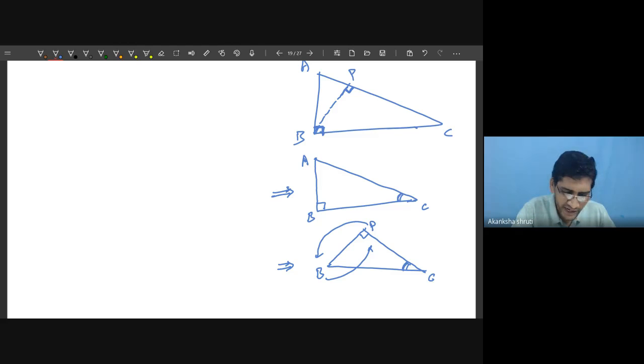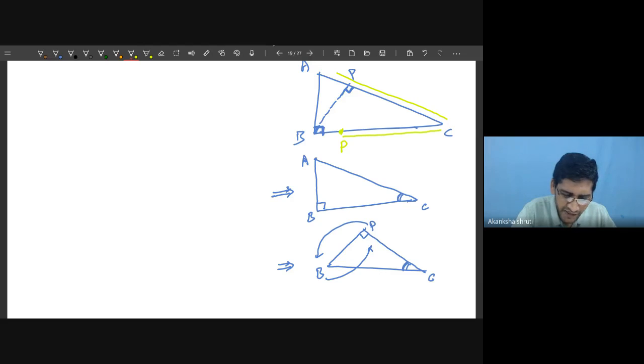See, student, whatever this PC length is, the same length you have to take over BC. Keeping the C as it is, take the same length over BC. Starting from this C on the side BC, we are able to reach this point. Now, whatever the BC length is for the triangle BPC, the same length you need to consider over AC.